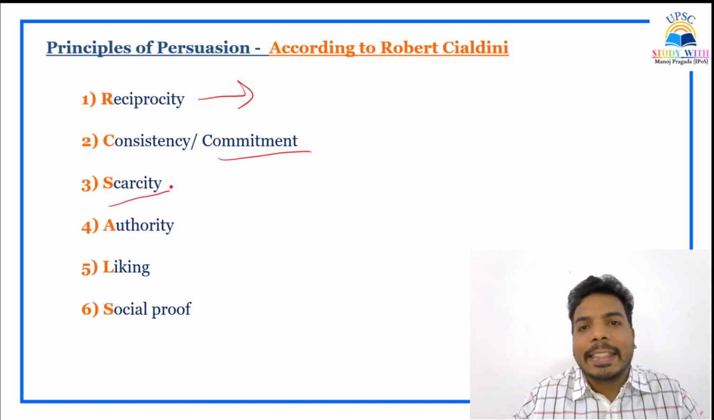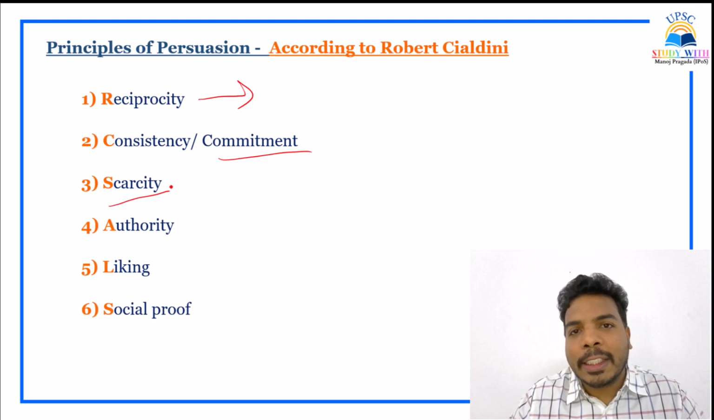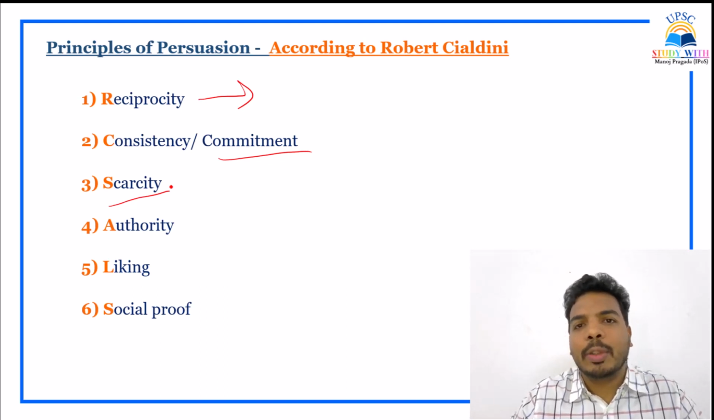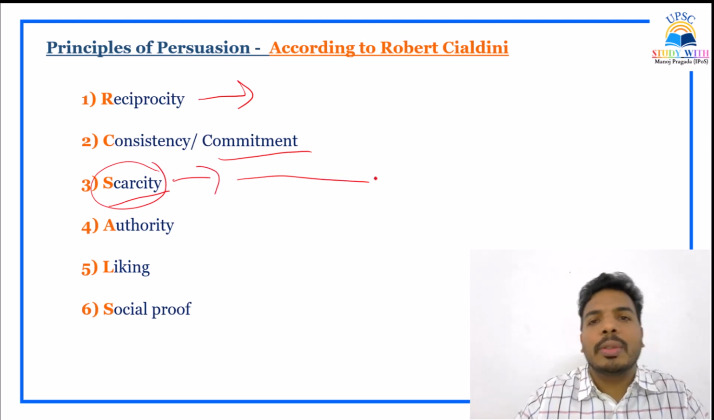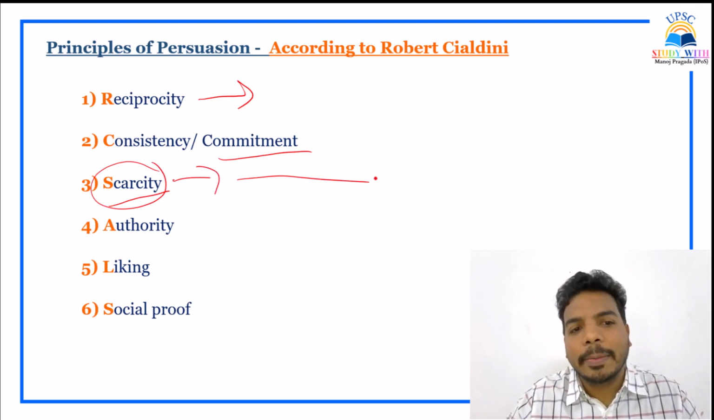Scarcity. If someone tells you that tickets are very few, 1 or 2, and if you don't book the flight ticket today, then you may not get the ticket tomorrow. Due to scarcity, your attitude has been changed and you booked your flight ticket.